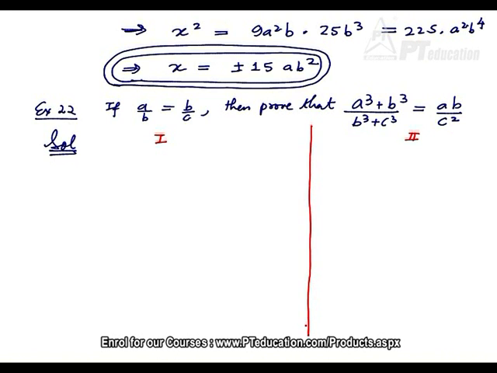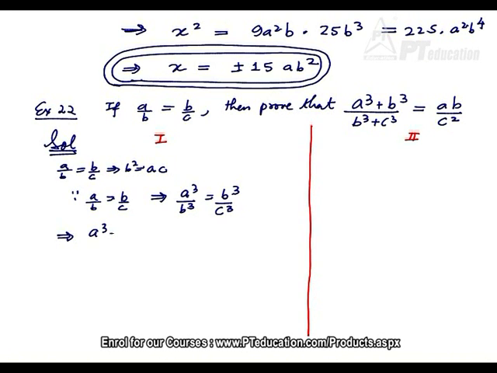First, it's given to us that a by b is equal to b by c, which implies b square is equal to ac. So that's the first thing we know. And because a by b is equal to b by c, this automatically implies that a cube upon b cube will be equal to b cube upon c cube. I hope this is clear. Just apply componendo. a cube plus b cube upon b cube will be b cube plus c cube upon c cube. This is componendo.